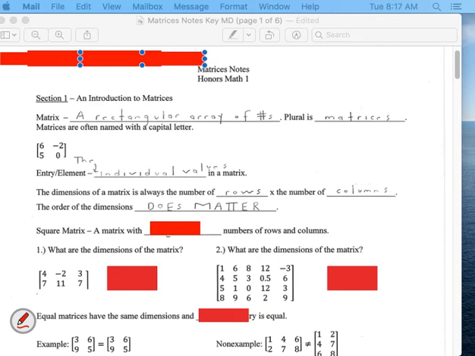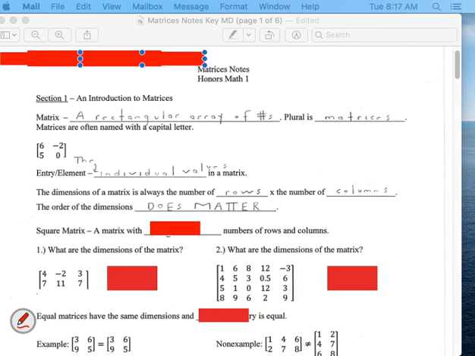Now, I just remembered some of us might be wondering, why are we talking about matrices? How does something like this even apply to mathematics? So I'll open up this video here.